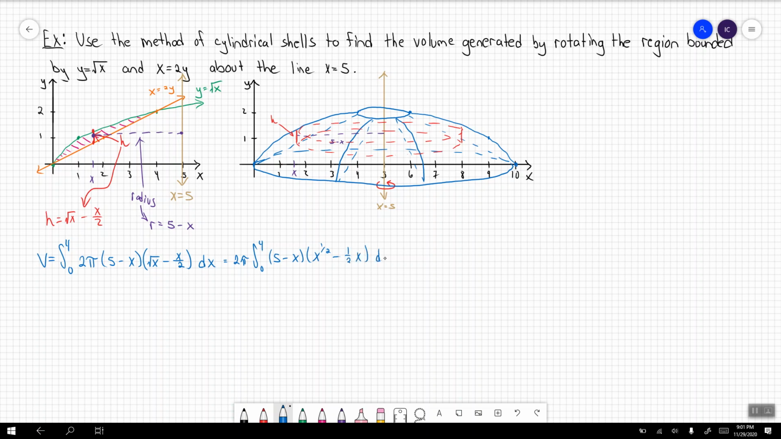x dx. Now, in order to solve this, we need to distribute, because we can't solve it directly. We can't do a u substitution or anything. So let's go ahead and distribute. 5 times x to the power of 1/2 becomes 5x to the power of 1/2. 5 times negative half x becomes minus 5/2 x. Negative x times x to the power of 1/2 becomes negative x to the power of 3/2. Negative x times negative 1/2 becomes positive 1/2 x to the power of 2 dx.